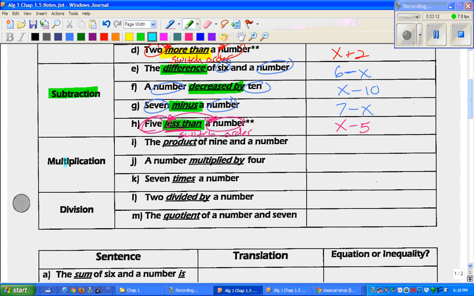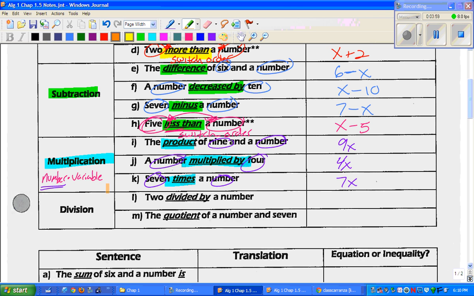Okay, the next ones that we see are multiplication. Anytime you see multiplication, it's always going to be a number and then the variable. The number always goes first, okay? So the product of 9 and a number, 9x. A number multiplied by 4, 4x. Even though the variable came first here, we always want the number to go first. The number is going to be the coefficient. And 7 times the number.